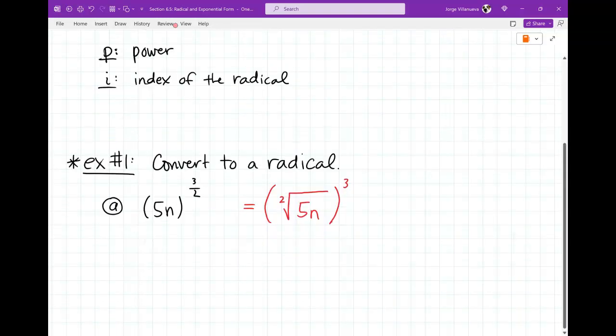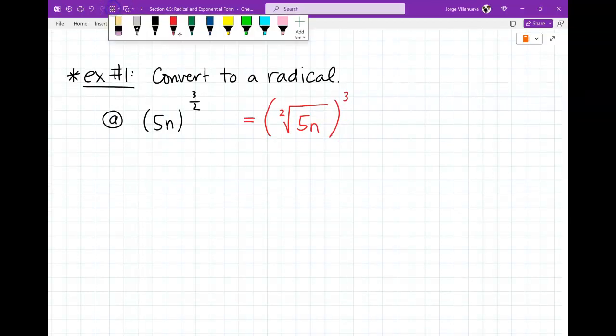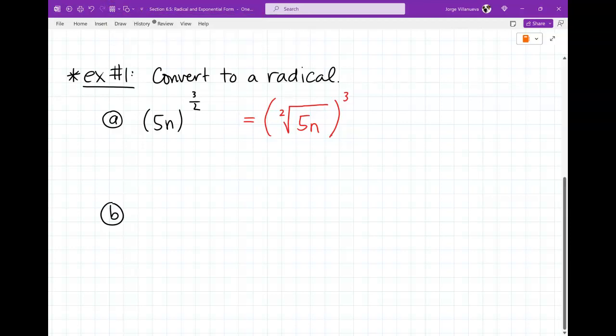So we'll move on. Notice I didn't do any work-wise, right? I just converted it and I'm done. Okay, so here's part B. We'll do 10k to the 3/4.